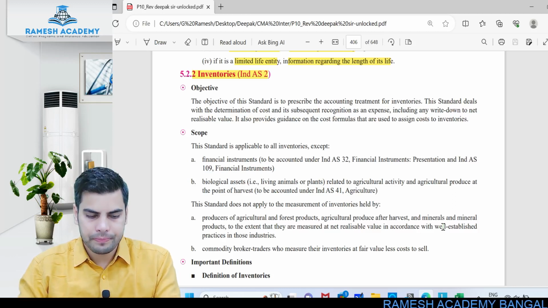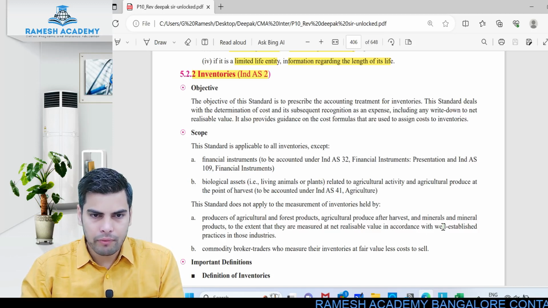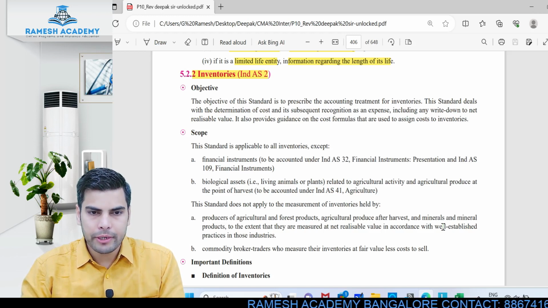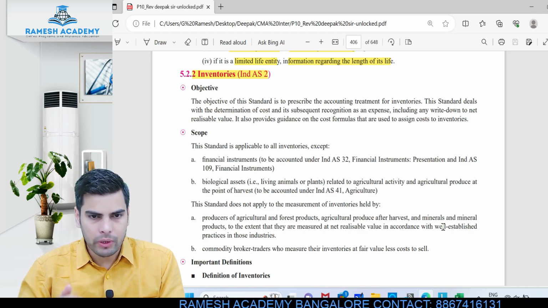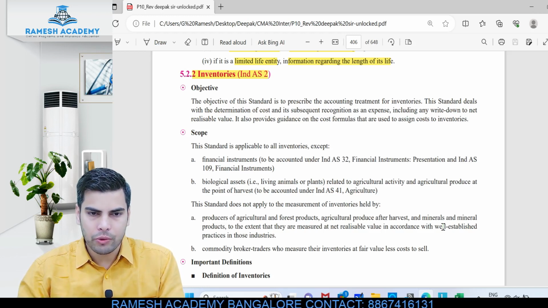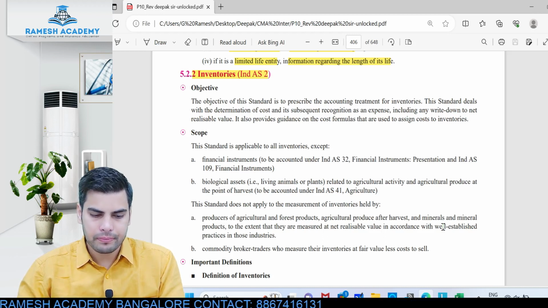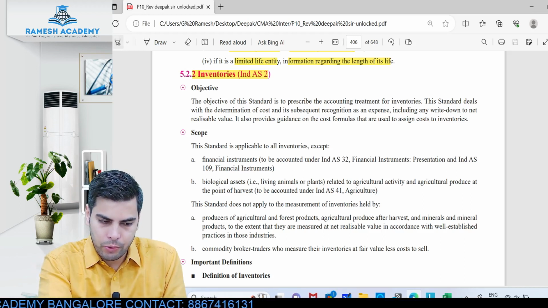Good morning, everyone. So in the previous class, we just completed Ind AS 1, right? That is pertaining to disclosure of accounting policies. Today we'll be talking about Ind AS 2, that is nothing but inventory. Accounting standard 2 was also dealing with inventory, and even this Indian accounting standard 2 also deals with inventory. Alright. So let's straight away start with this Indian accounting standard 2.